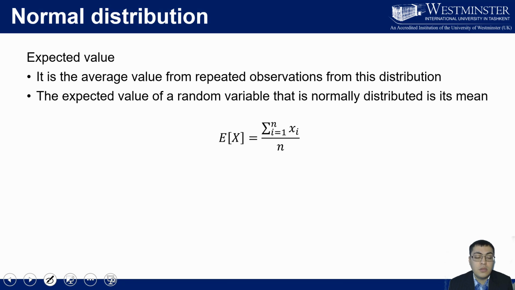We talked about mean in our previous weeks, but let's revisit it again, but from a different viewpoint. So here we are looking at it from a probabilistic standpoint. The expected value for any distribution is the average value from repeated observations that we get when we're sampling from this particular distribution. So under a normal distribution, the expected value of that random variable is going to be its mean, or in other words, its arithmetic average.